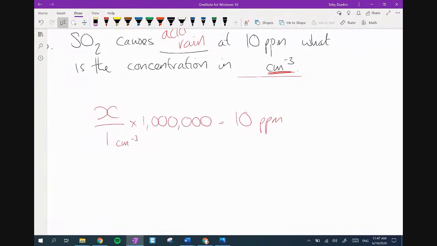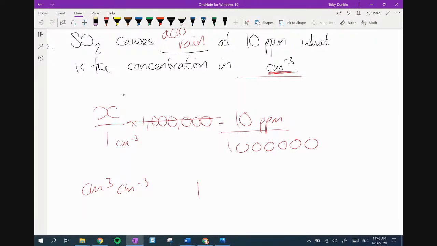So if I just rearrange it, it just becomes x times a million equals 10. Divide both sides by a million. Yeah, it's going to give me it. Oh, and it's going to be centimeters cubed per centimeters cubed. Ha! That's hilarious. Isn't that fascinating? That's what it's going to spit out as the concentration. So that's going to be 10 divided by a million, 1 times 10 to the minus 5.